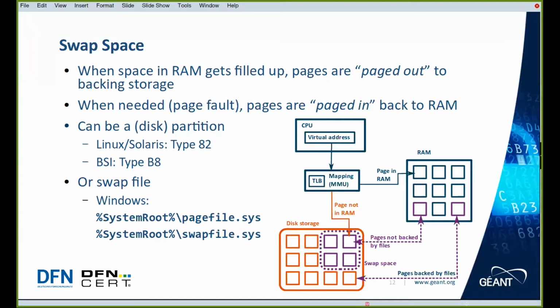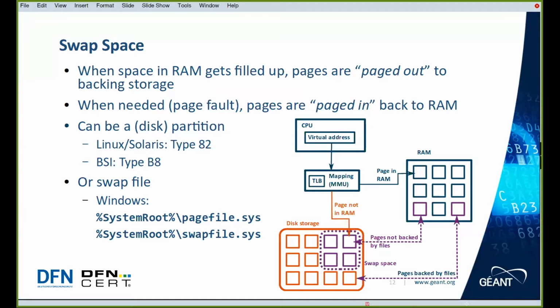Just as a very short recap of what swap space is: when space in RAM, in main memory, becomes filled up, the operating system needs to make room there for applications to run. And this means pages will be paged out, or sometimes it's called swapped out, to the backing storage. And when the process is running, they will be paged again into the main memory, back to RAM.